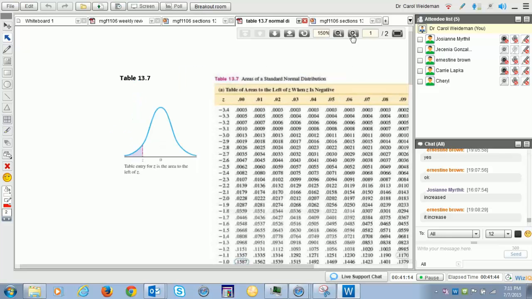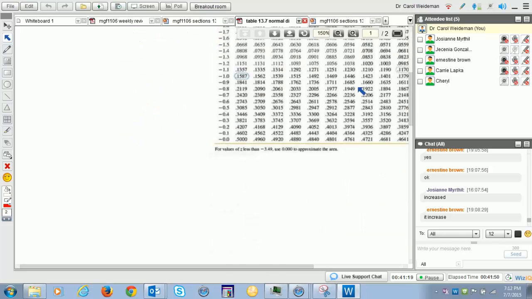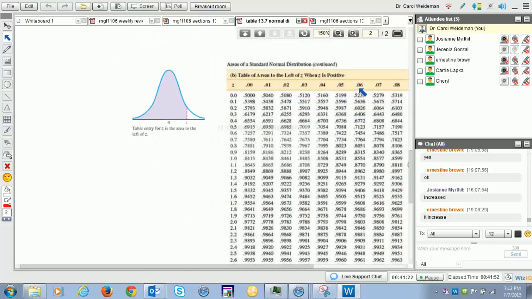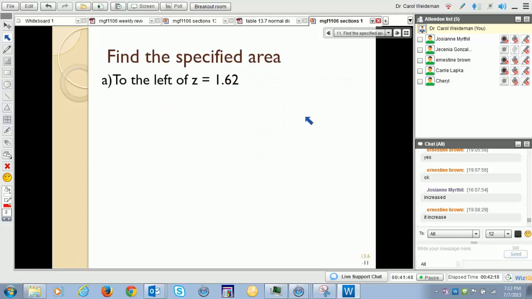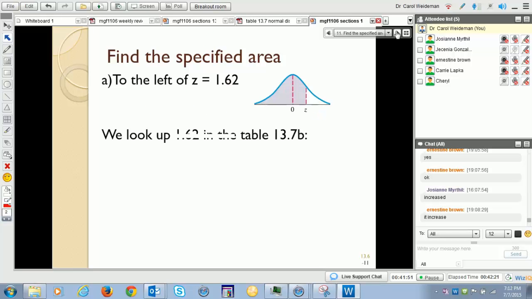The first part of the table does the areas to the left, which is all negative z-scores. And the second part of the table gives you the positives, and we want 1.6. I go right over here, and this is showing the area to the left, so I can read that one right off of the table. Just to summarize for you, on the normal table, all the area under the curve is equal to 1. So if I were to take all that area and add it up, it's a calculus problem, but it comes out to be 1.